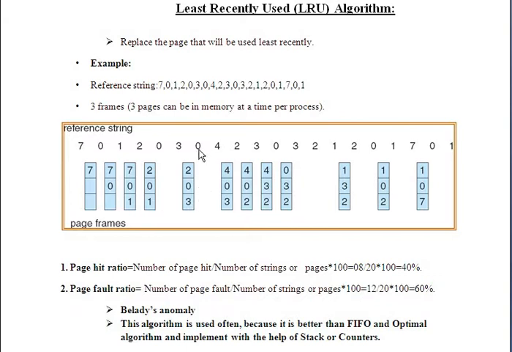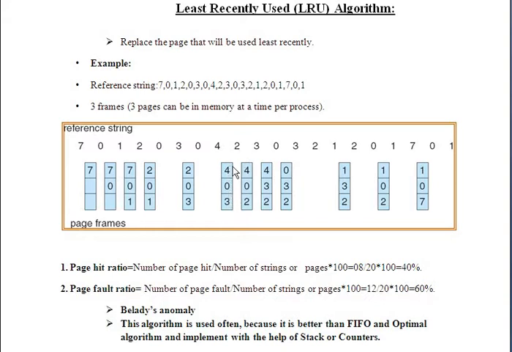Now again 0 will come, 0 is already there, so a page hit will happen. Now 4 comes. Where to accommodate 4? There are 3 page numbers, 2 0 3. 0 is most recently used, 3 is next to it, and 2 is least recently used. So 2 has been replaced with 4. That's why it has become 4 0 3.